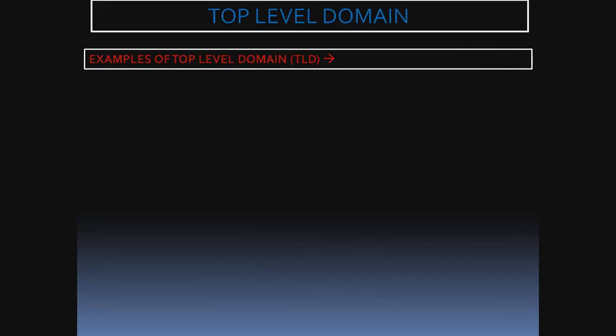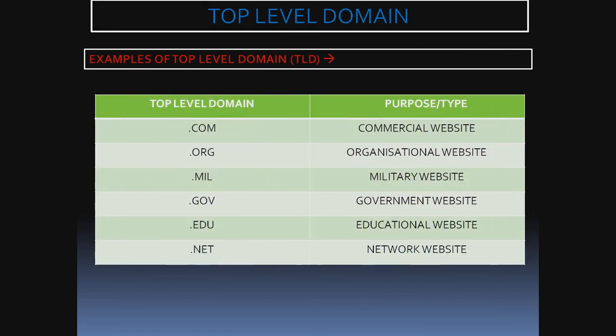It is time to see these top level domains. So what are the examples of these top level domains? As I said, .com, what does it mean? This top level domain means that it is a commercial site. So .com means commercial website. .org means organizational website. .mil means military website. .gov means governmental website. .edu means educational website, and .net means network website. Now what is a network website? The websites which look after the networking devices. It talks of all those devices like routers and all.